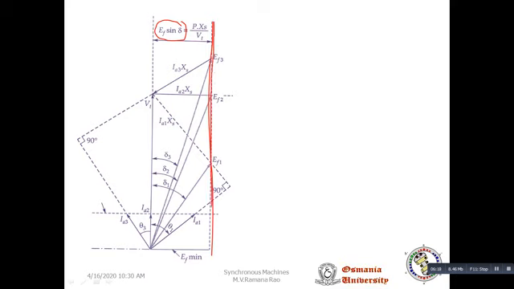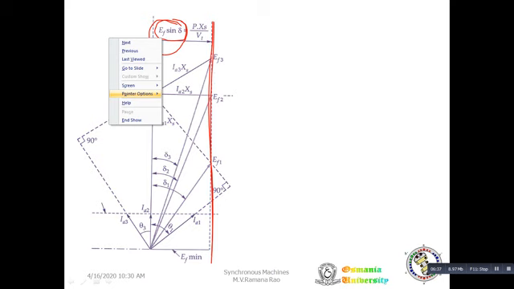Because power is constant, XS is constant, VT is constant, but armature current is changing. So EF sin delta is constant, whatever may be the excitation. Okay, so let us remove these red marks. Right.